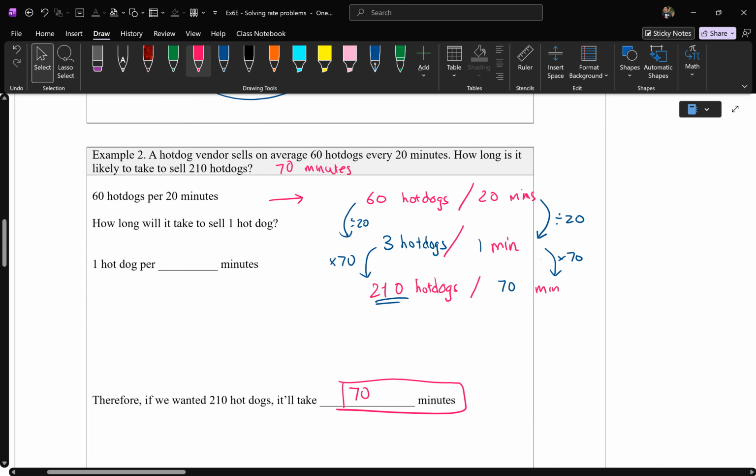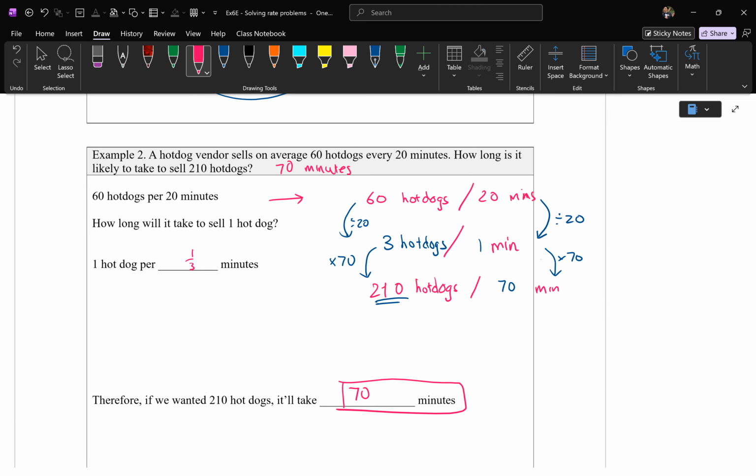If you were to do it this way, it would have been the other way. It would have been for each hot dog, it would have been 1/3 of a minute because you would have divided 20 by 60 and it would have been 1/3 of a minute. But that's only if you wanted to do it that way.